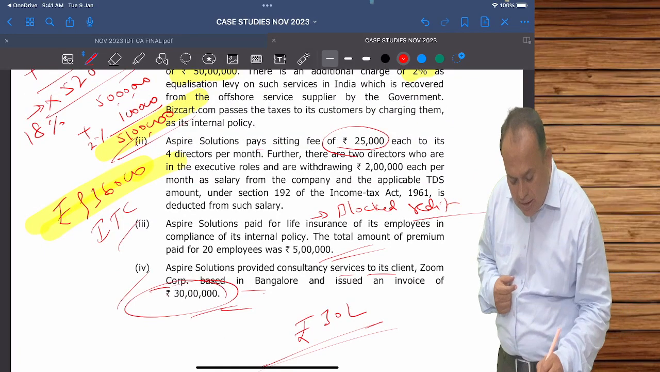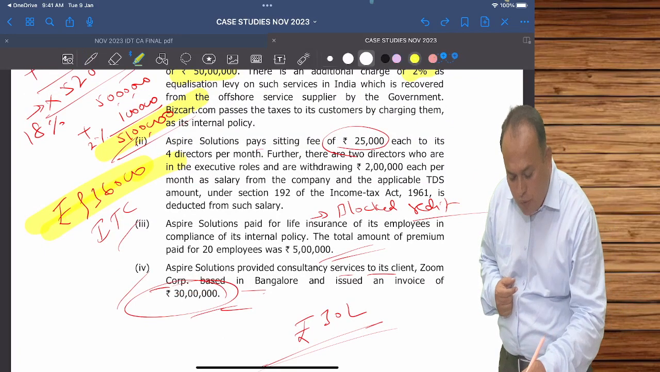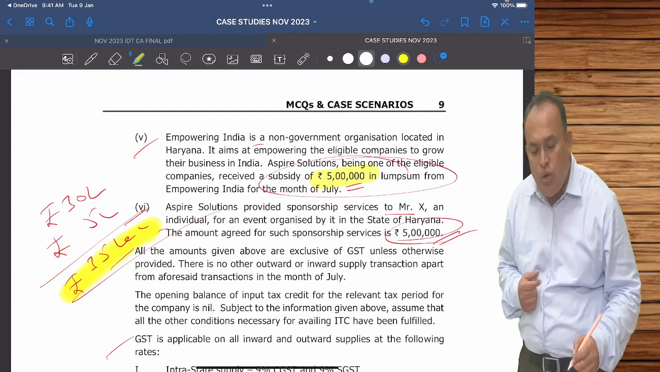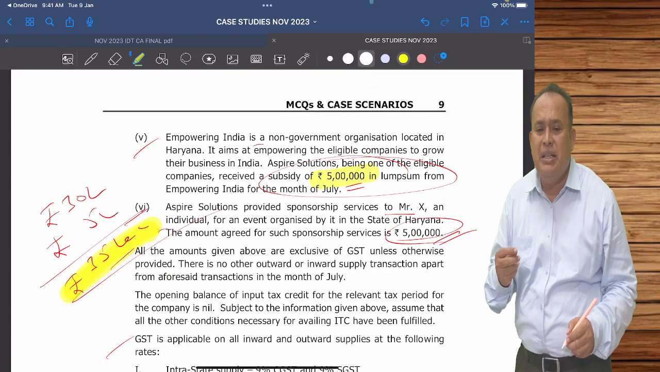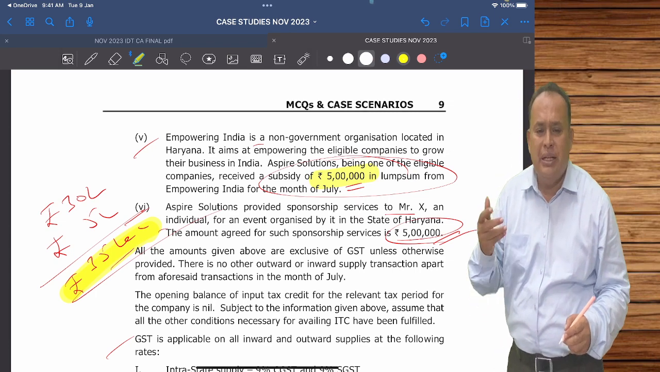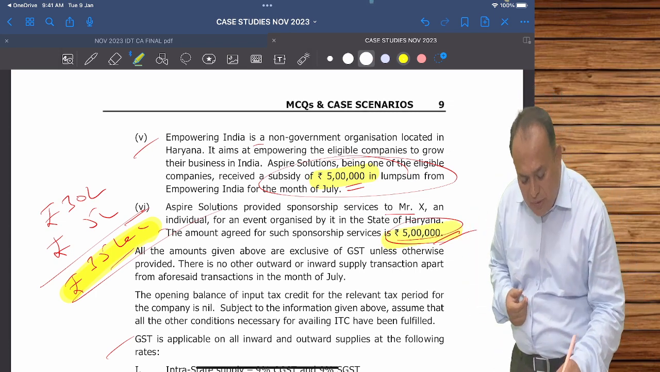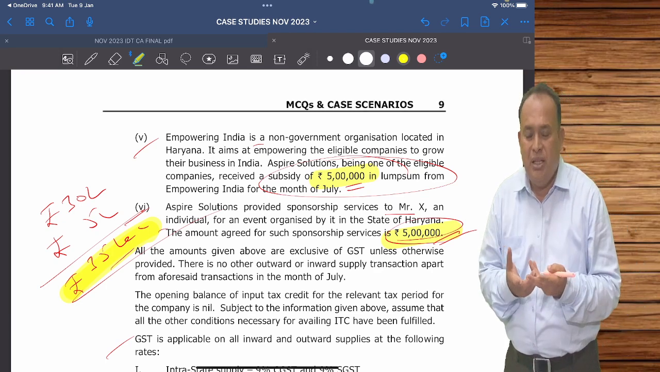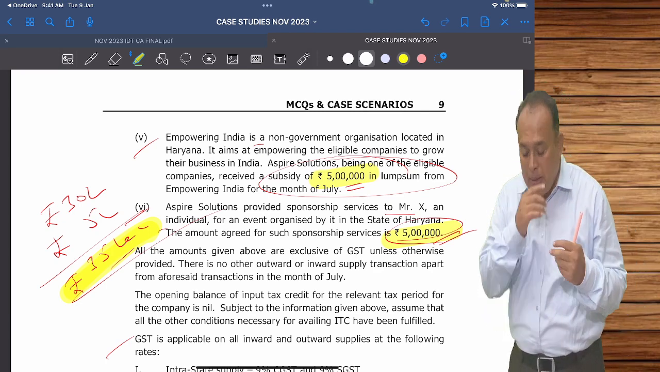30 lakhs their outward supply, plus they have to pay on this 5 lakhs also, the subsidy when they receive subsidy here in July month. Therefore, that also 35 lakhs plus this 5 lakhs, 40 lakhs. 40 lakhs their outward supply. They have to pay the GST.